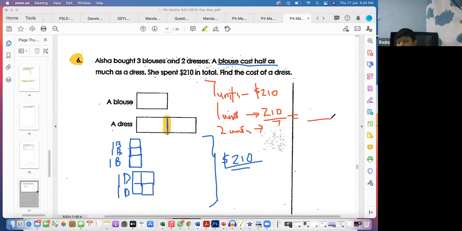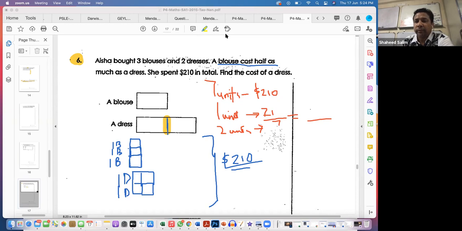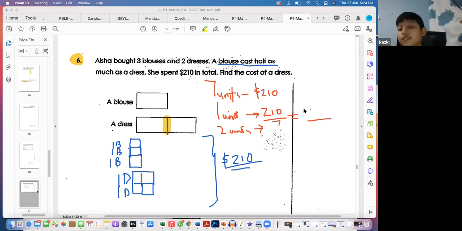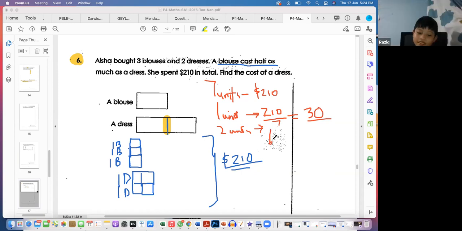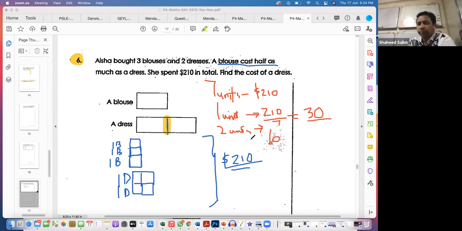210 divided by 7. Okay, what you do? You cover this one. Can you see? You're not sure how to do, just take cover. 21 divided by 7. What's the answer? Three. Then you add the 0 here. So 1 unit is 30. 2 units is? 60. That's your answer for dress. Finish. Your working is clearly shown here.